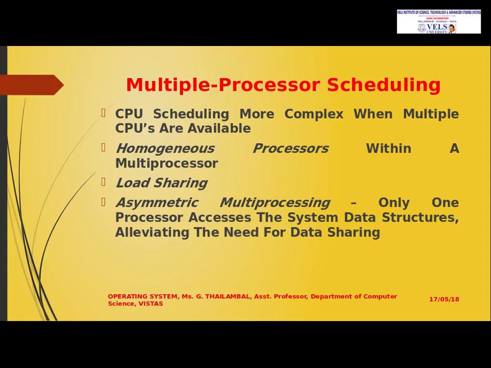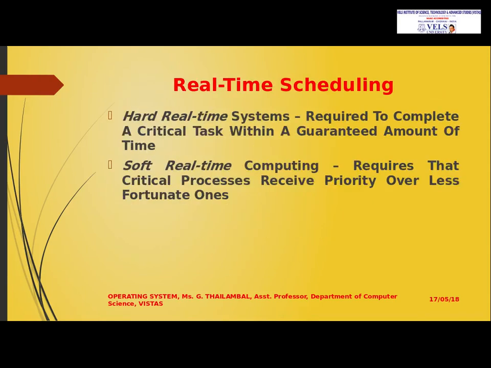That means the process can be divided into modules and shared with each and every processor, and it gets executed very quickly. So that is the advantage of using multiple processors for scheduling. And it could be real-time scheduling also. Real-time means either hard real-time or soft real-time.